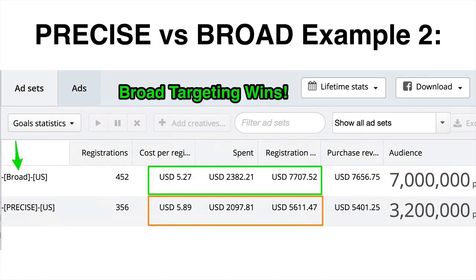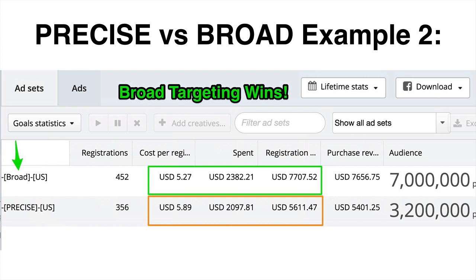Look at this. Here's another split test I did versus broad and precise keywords. The broad audience is hitting about 7 million people. The precise audience is hitting 3.2 million people. Look at this though. The broad audience has a cost per conversion of $527. I spent $2,300 to make $7,700. That ROI is freaking awesome, right? And the precise campaign is crushing it too. Its cost per conversion is just a little bit higher, $589. I spent $2,000 to make $5,600. This is a rare occasion, but it happens.